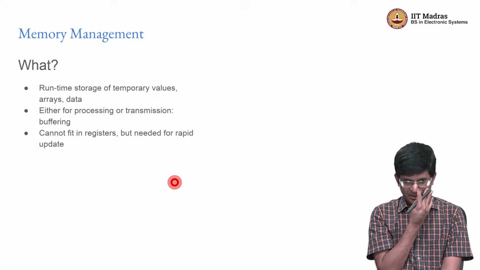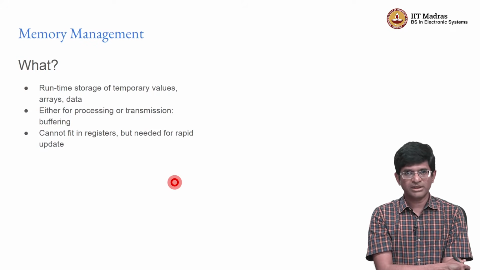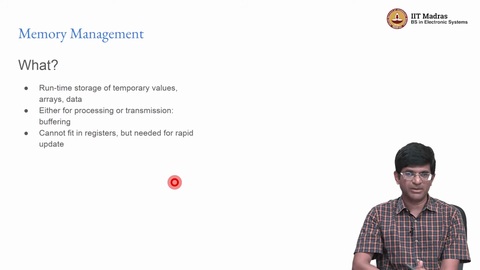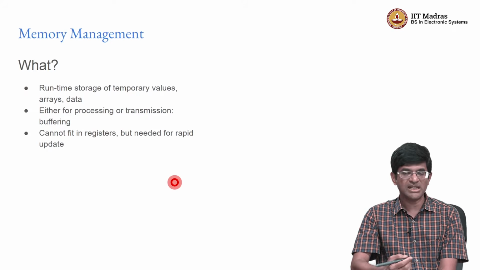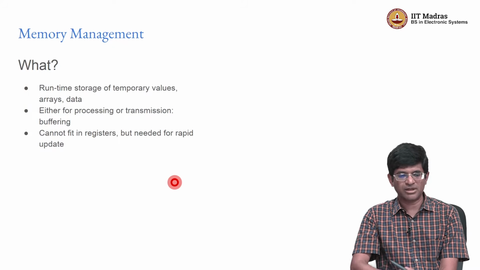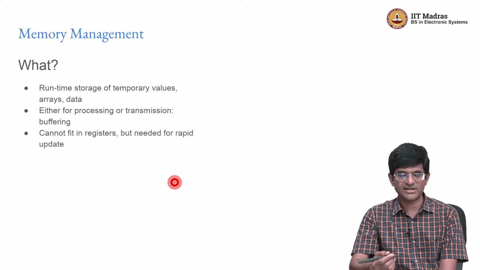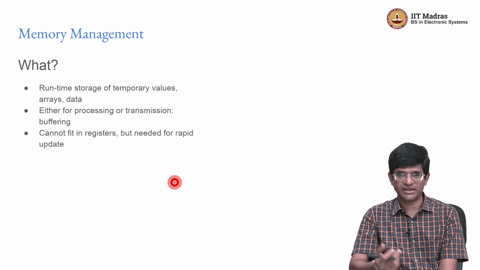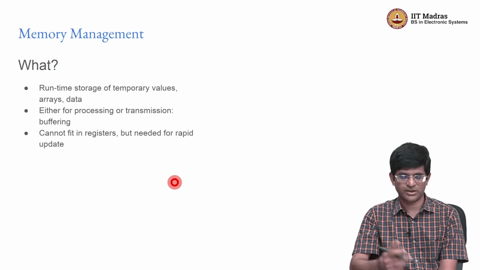So with how data is stored out of the way, let's look at the actual problem of memory management by itself. The first question: what do we mean by memory management? You have a lot of data that gets created during the running of the system. There might be temporary values, arrays, sensor data that is getting picked up by sampling a sensor or an A to D converter. Either you want to actually process it, or perhaps you just want to buffer it and transmit it to some other host.